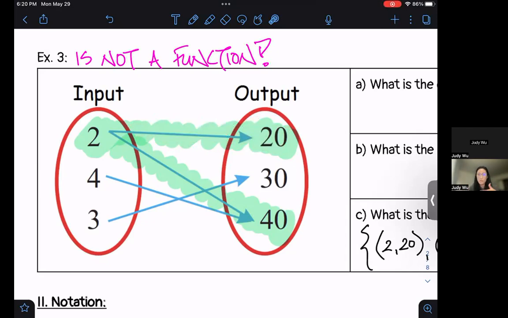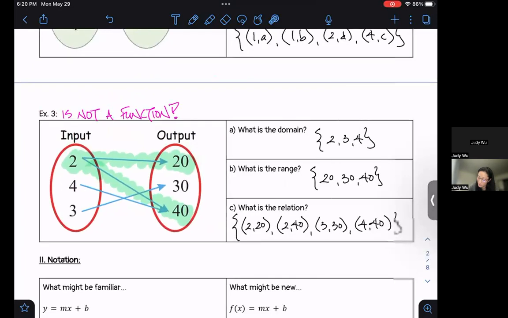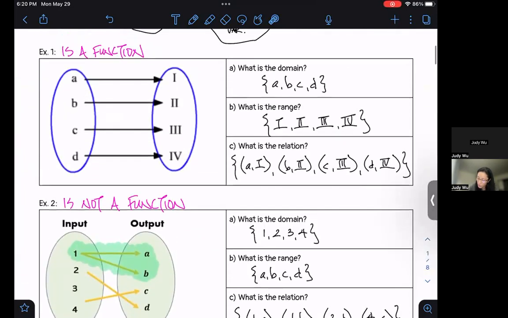A relation is like we put a bunch of numbers or letters in here or whatever we have, and we draw some arrows and we're fine, right? But in order to be a function, every input can only go to one output, okay?